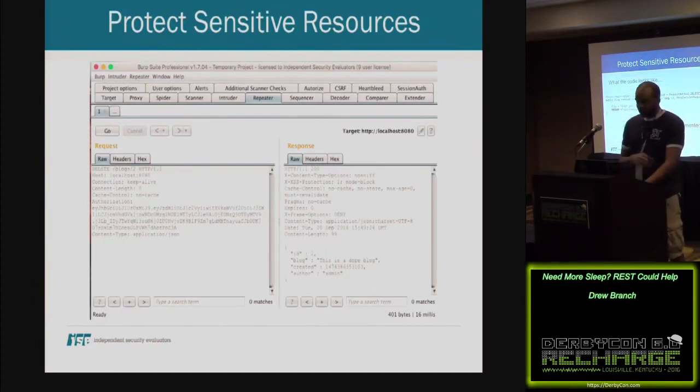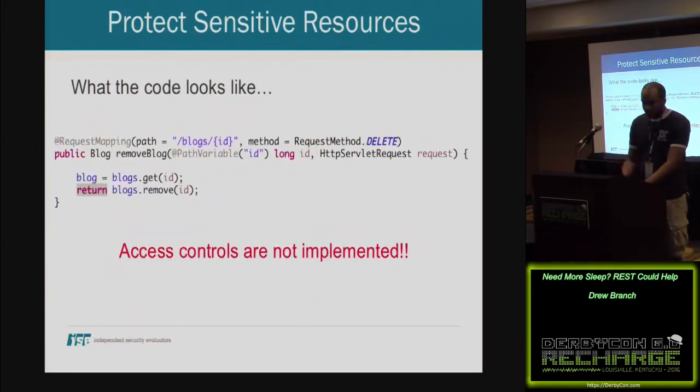And let's see what the code looks like. So here, you have an endpoint accepting the delete method. What this endpoint does, it extracts the ID, it fetches the blog, and then it removes the blog. Here we have no access controls implemented, which should never happen.